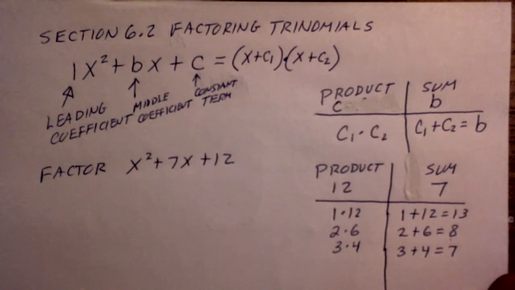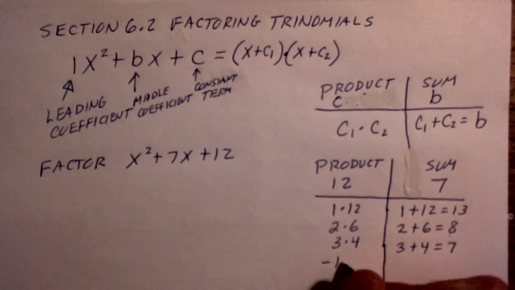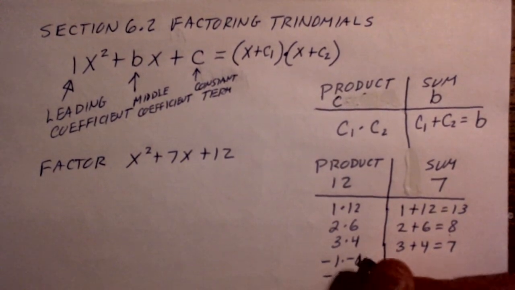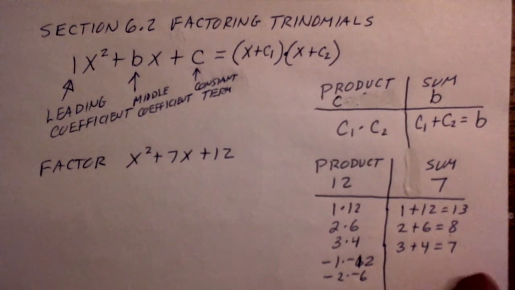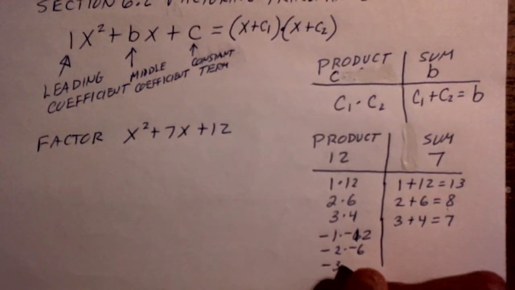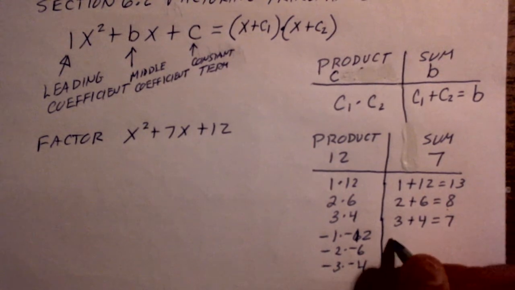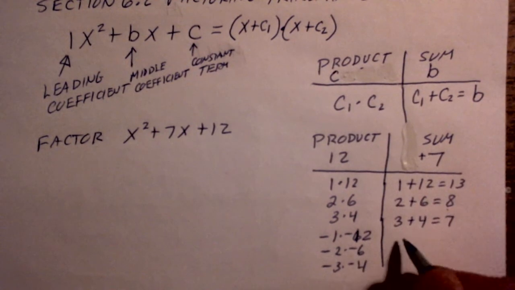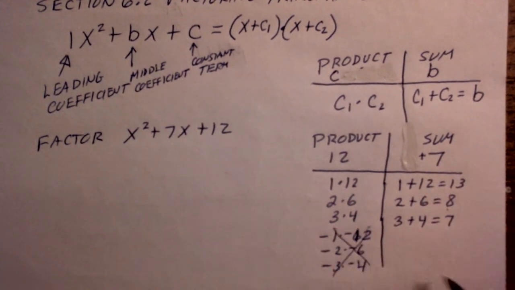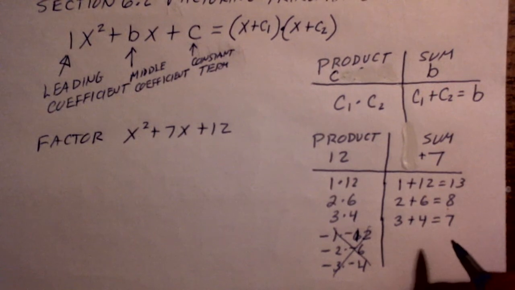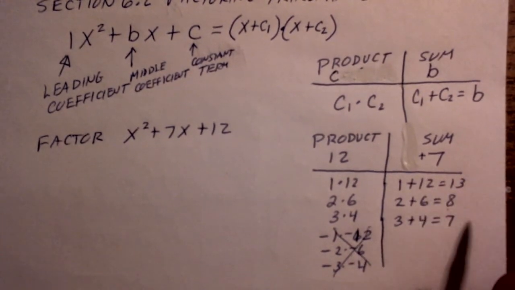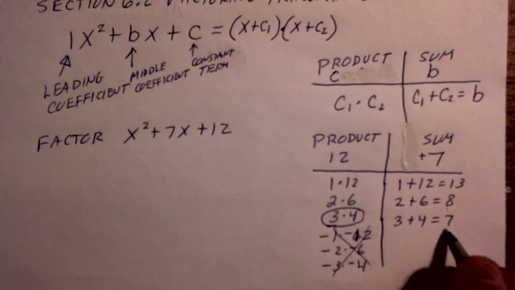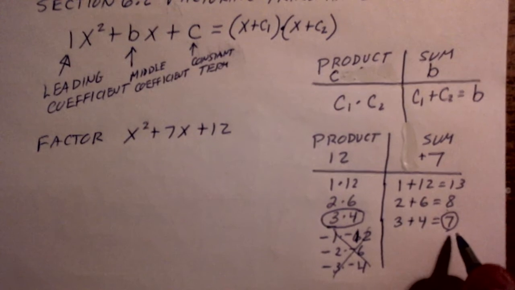Now, technically, there are negative factors of 12, like negative 1 and negative 12, negative 2 and negative 6, and negative 3 and negative 4. But these are a waste of time because two negatives add up to a negative, and our middle coefficient is a positive 7. So we're wasting our time in listing these negative factors here. So the only two factors of positive 12 that sum up to positive 7, our middle coefficient, would be 3 and 4. Notice these are the only ones that add up to give us our middle coefficient of 7.